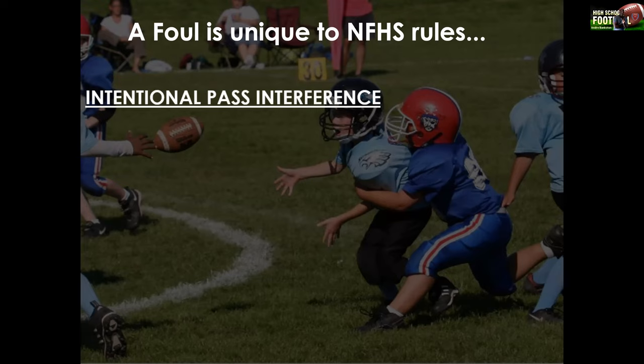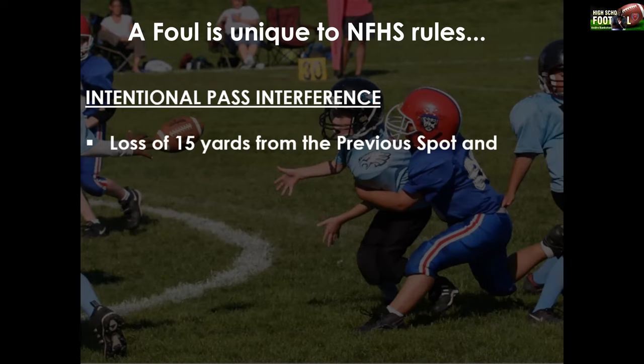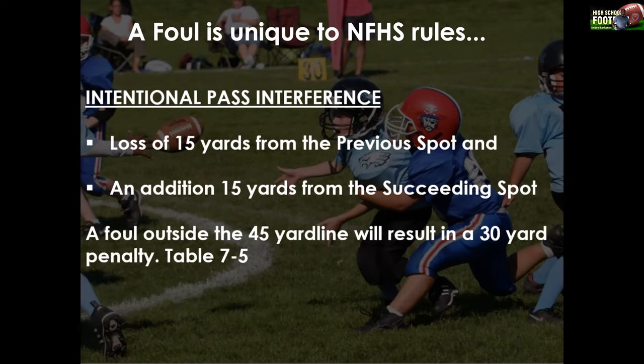Intentional pass interference foul comes with a loss of 15 yards from the previous spot and an additional 15 yards from the succeeding spot. So that means right where you're going to snap the ball after you do the 15, you add another 15 yards. All right, so a foul outside the 45-yard line will result in a 30-yard penalty. You can find that in the rule book in table 7-5.